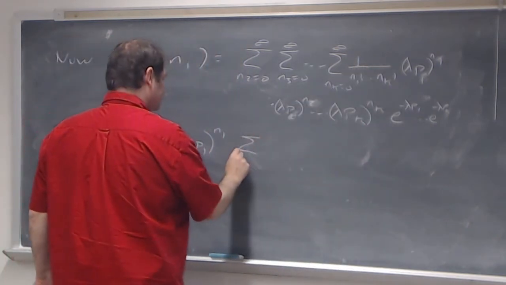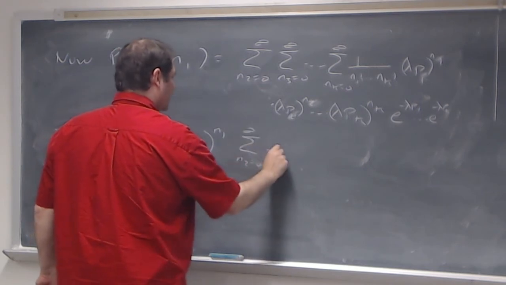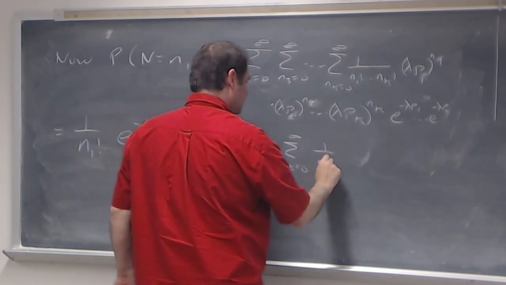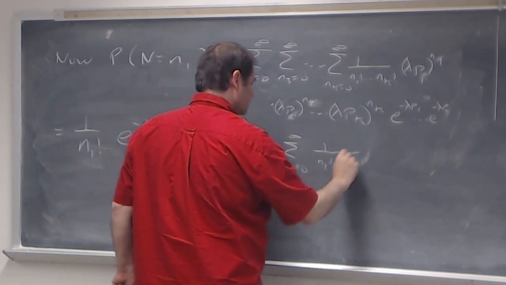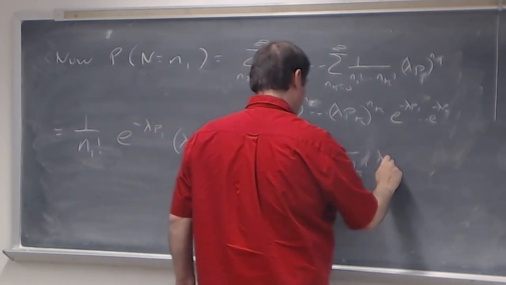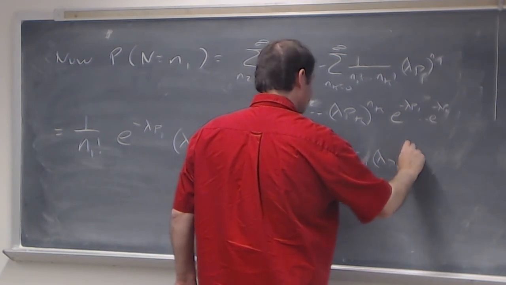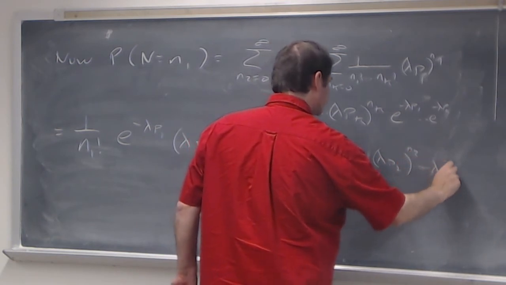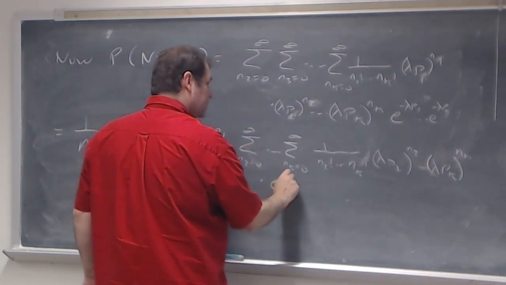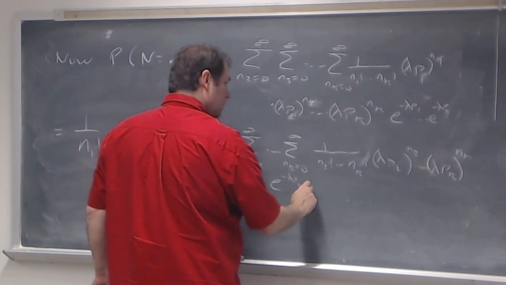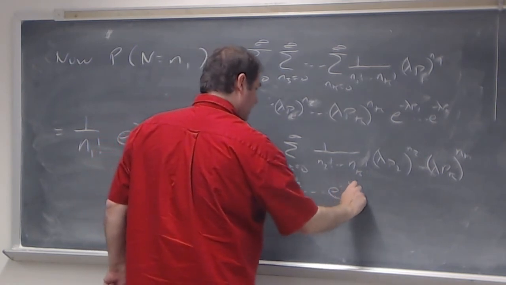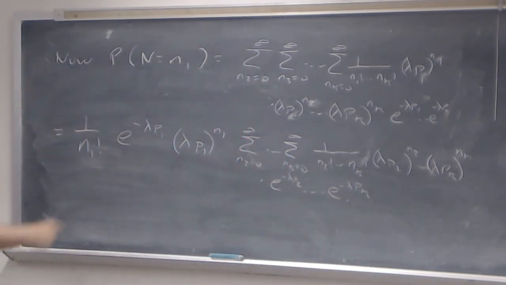And then we have these sums here, n sub 2 from 0 to infinity, all the way to the sum, n sub k equals 0 to infinity. It would be 1 over n sub 2 factorial, all the way up to n sub k factorial. And then I have this lambda p sub 2 to the n sub 2, all the way up to lambda p sub k to the n sub k. And then all that's times e to the minus lambda p sub 2, all the way up to e to the minus lambda p sub k. We had taken out the p sub 1. There it is. Okay.